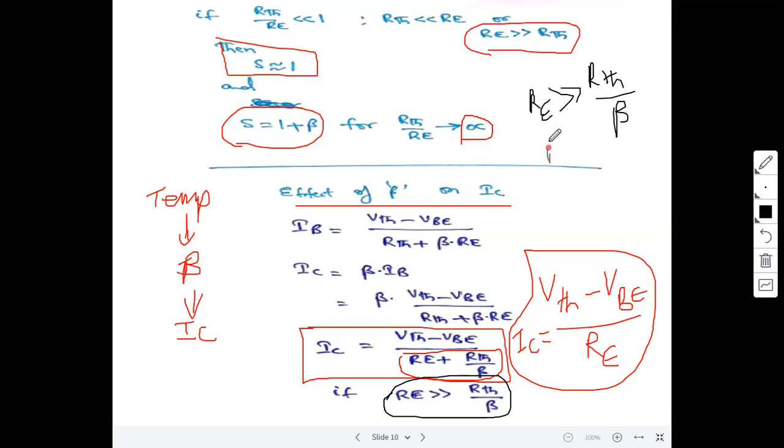What is R Thevenin? Already you know R Thevenin is equal to R1 parallel to R2, that means R1 R2 by R1 plus R2. So Re very much greater than R1 into R2 by R1 plus R2, divided by beta. Then only the collector current is independent of temperature.